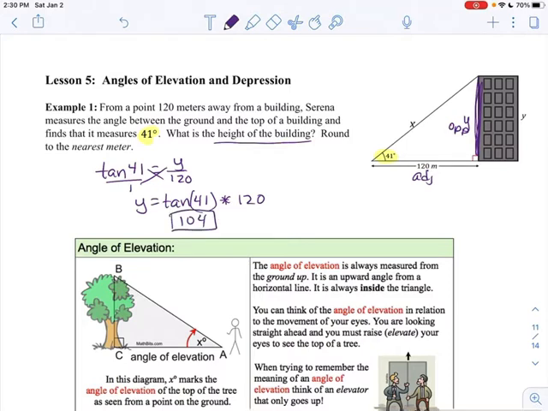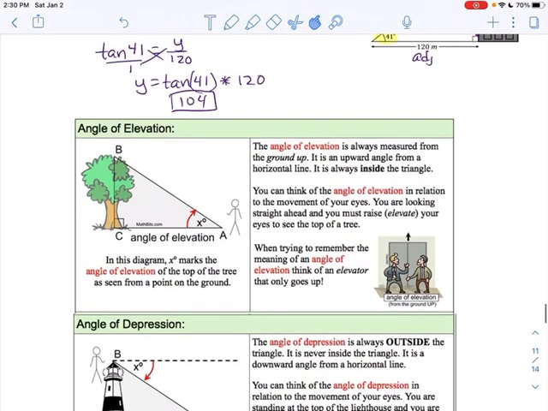Let's talk about these two new words, angle of elevation and angle of depression. The angle of elevation is always measured from the ground up. It is an upward angle from a horizontal line. It is always inside the triangle. You can think of the angle of elevation in relation to the movement of your eyes. You are looking straight ahead and you must raise or elevate your eyes to see the top of a tree. When trying to remember the meaning of angle of elevation, think of an elevator that only goes up.